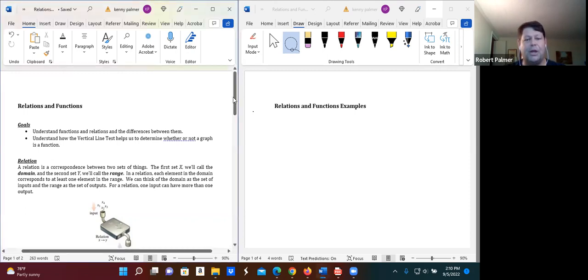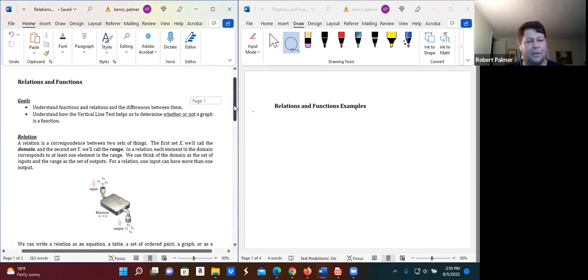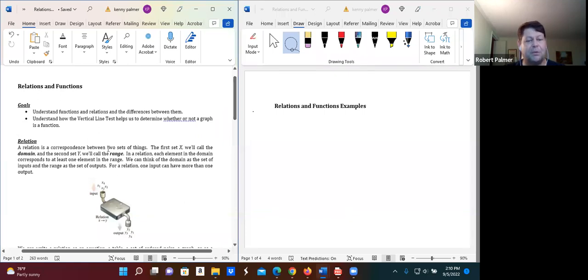So, relation, let me just read this. It says, a relation is a correspondence between two sets of things. Correspondence basically meaning an assignment. So the first set we're going to call X. We'll call that set the domain, and the second set we'll call Y. We'll call the range. In a relation, each element in the domain corresponds to at least one element in the range. We can think of the domain as the set of inputs and the range as a set of outputs. For a relation, one input can have more than one output.